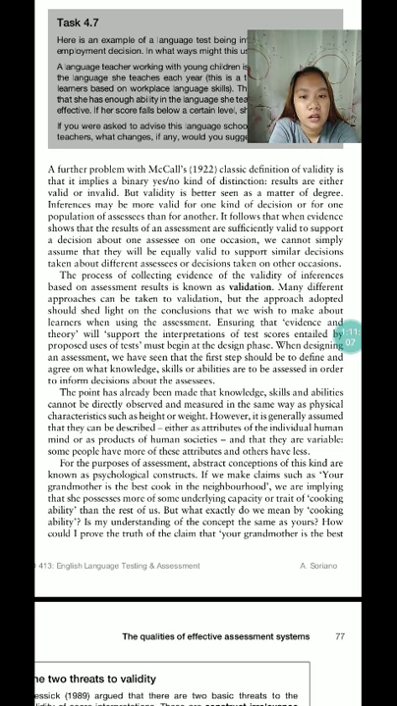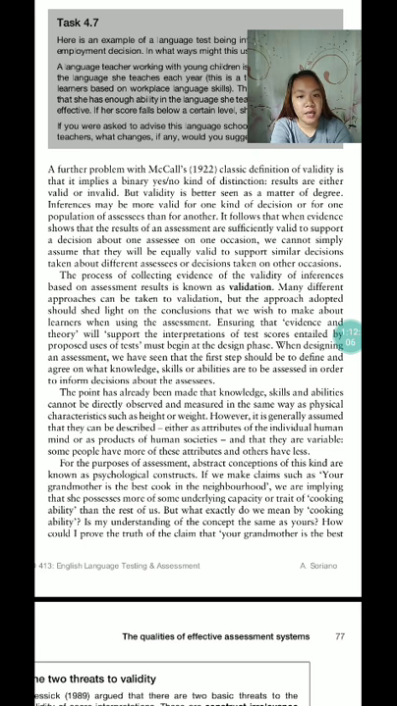The point has already been made that knowledge, skills, and abilities cannot be directly observed and measured in the same way as physical characteristics such as height or weight. However, it is generally assumed that they can be described either as attributes of the individual human mind or as products of human societies, and that they are variable. Some people have more of these attributes and others have less. For the purpose of assessment, abstract conceptions of this kind are known as psychological constructs.